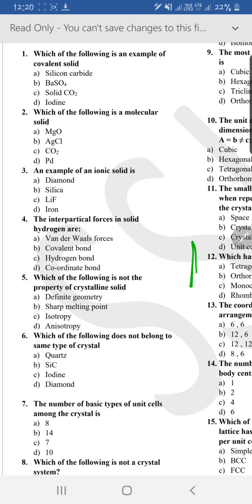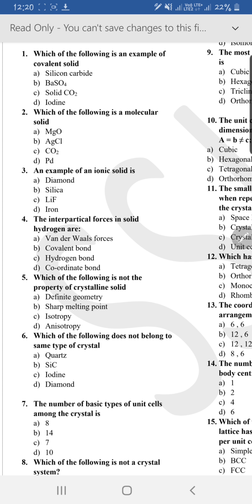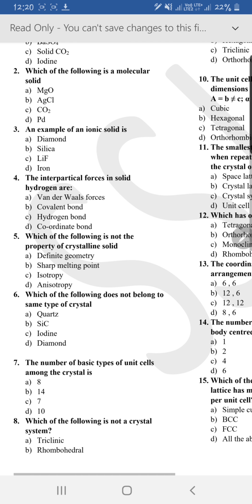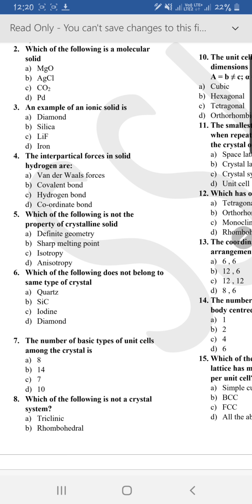Sixth one, which of the following does not belong to the same type of crystal? They are asking which type of crystal. You have four types of crystal: molecular solid, covalent solid, ionic solid and metallic solid. So quartz, silicon carbide, iodine, diamond. Easily you can answer this question. Quartz, SiO2, is a typical covalent solid. Silicon carbide is a covalent solid. Diamond is also a covalent solid. The odd one out is iodine, which is a molecular solid. The rest three are covalent solids.